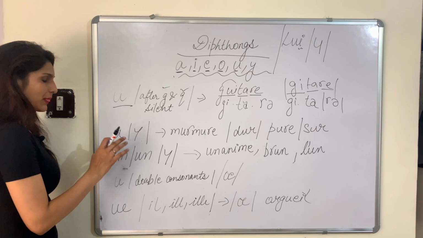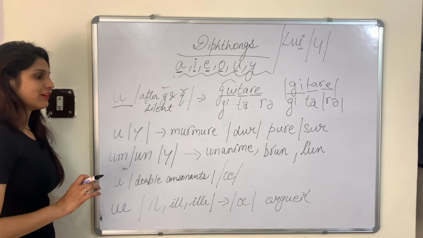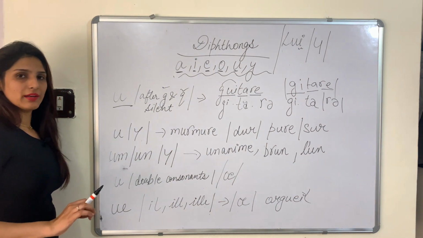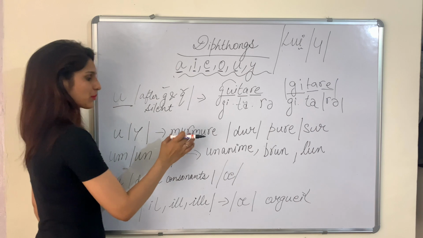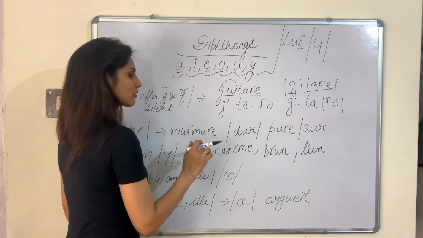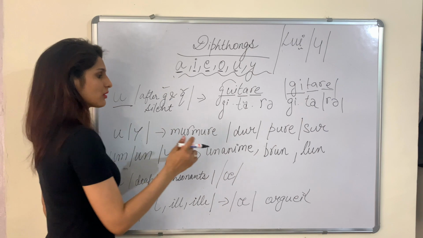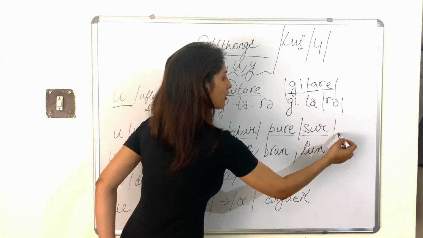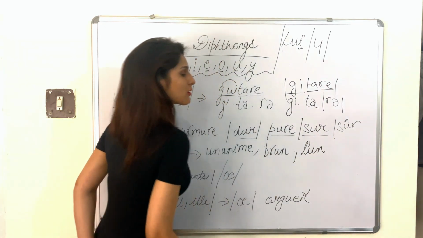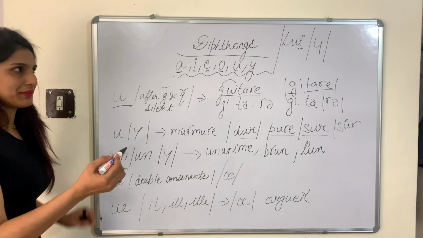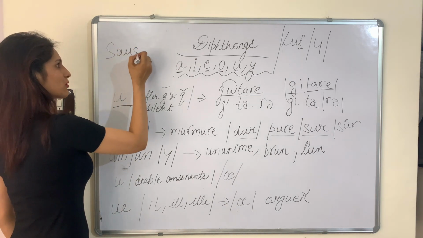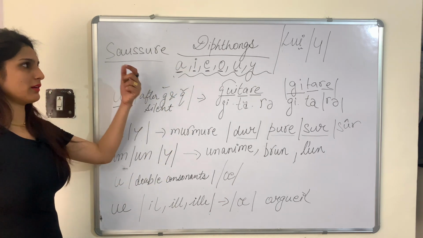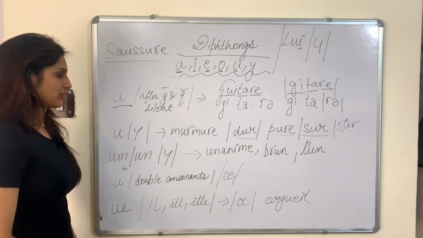And U will be purely pronounced as a U when we have words like these. Murmure, murmure, dur, pur, sûr, or even this sur. And my favorite, Saussure, the name of the writer who is actually a teacher of linguistics.